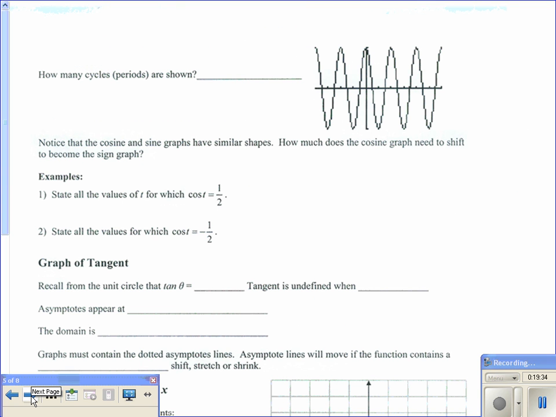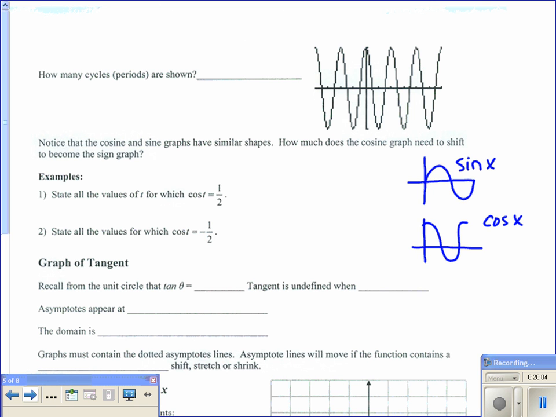So if we look at this next graph, it says how many cycles or periods are shown. So when I'm looking at this graph, the first thing I ask myself is whether this is a sine or a cosine graph. The way that you can tell is where the graph is starting. So remember that our general shape for sine starts at 0 and goes like this. So this would be the sine of x, and if I do the cosine of x, it starts at 1 and then goes back up to a maximum, so this would be the cosine of x.